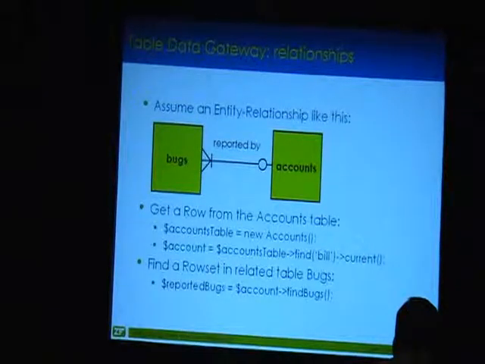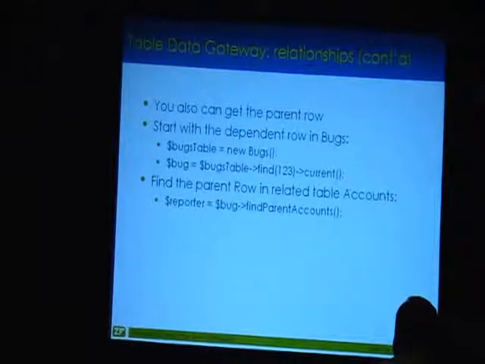That is, the foreign key in the bugs table contains values that reference the primary key in the row object that I'm currently looking at. Pretty cool, huh? You do not need to have a foreign key, and I'll show you why. But just to complete the example, you can also go the other way. You can get the parent row if you have a row from the dependent table. If I have a row from the bugs table, I say find parent accounts, and that gets the corresponding referenced row from the accounts table.